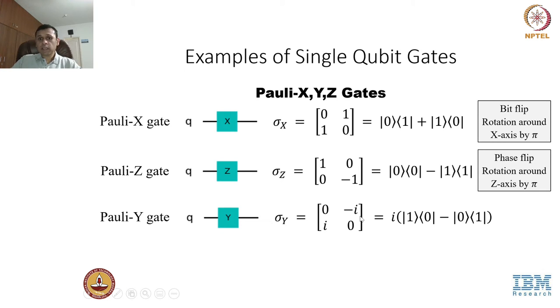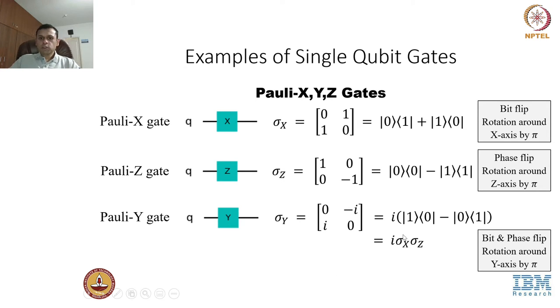And now this has imaginary terms, as you can see here. It has an i. And if you do the math, you'll find that this can be represented as a function of the sigma x and sigma z gates. It can be represented as i times sigma x times sigma z. And this sigma x times sigma z is simply a matrix multiplication. So when you multiply two 2x2 matrices, you get another 2x2 matrix. And you just have to apply an i and you get sigma y.